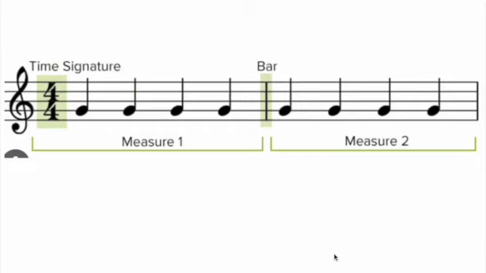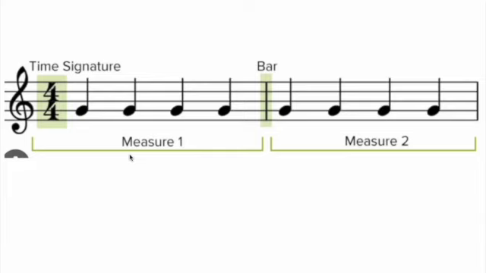So zooming in a little bit here, there are a couple more terms that we need to understand. And the first is a measure. You can see we have here an example of two measures. The literal definition of a measure is a unit of time within a piece of music. Each measure has a consistent length of time based on the piece's time signature, which we'll talk about in a minute, and is defined by a certain number of beats.